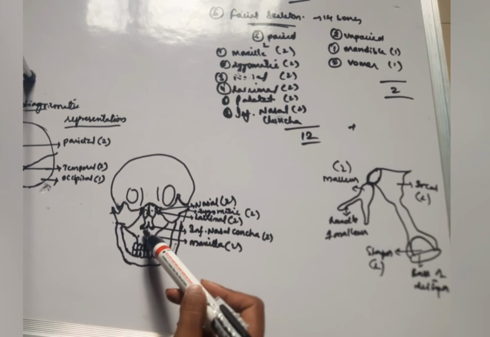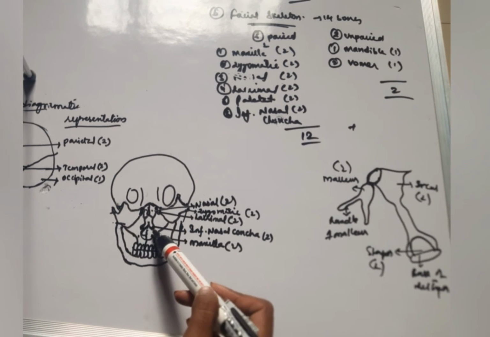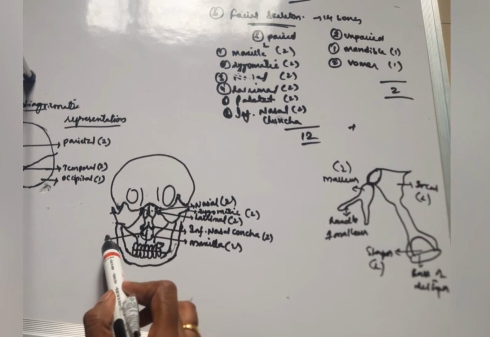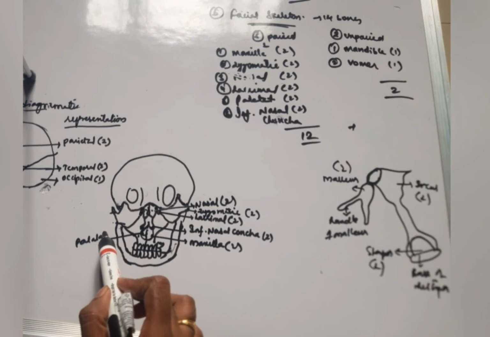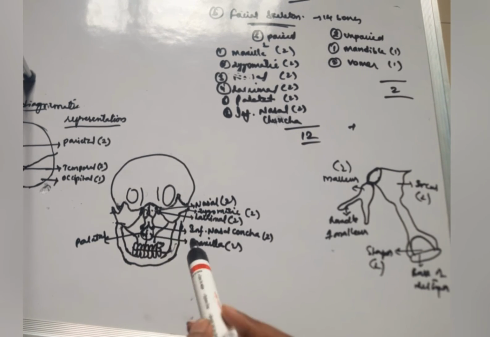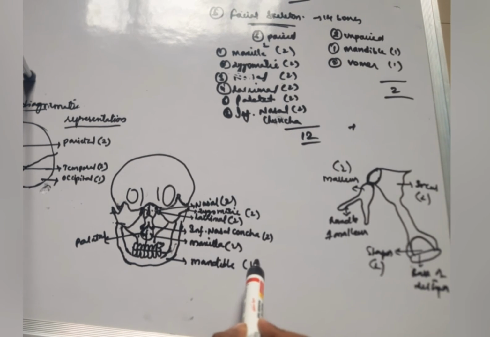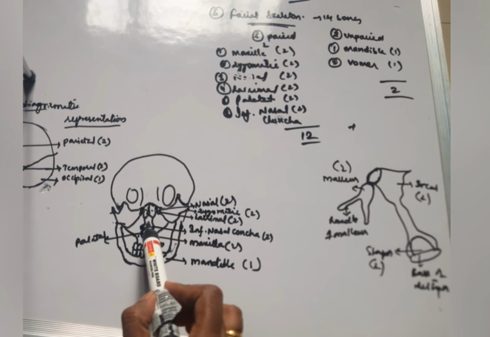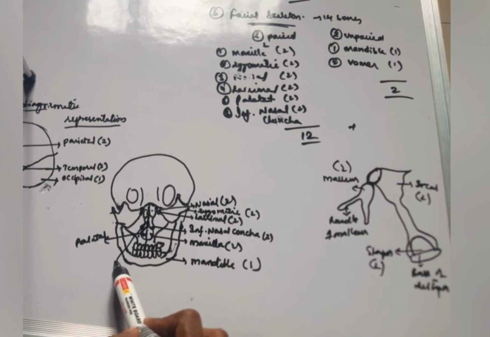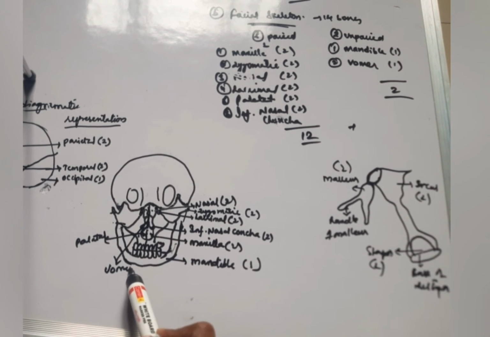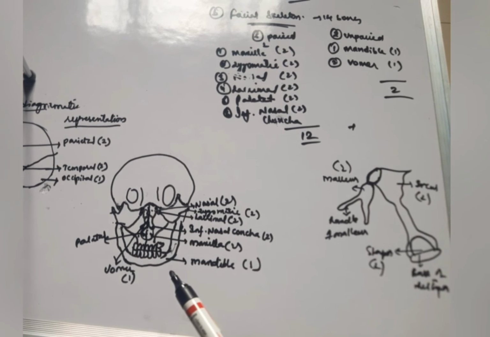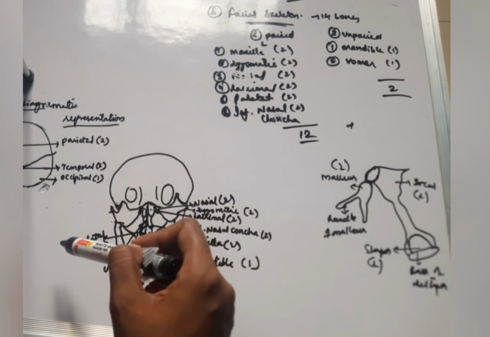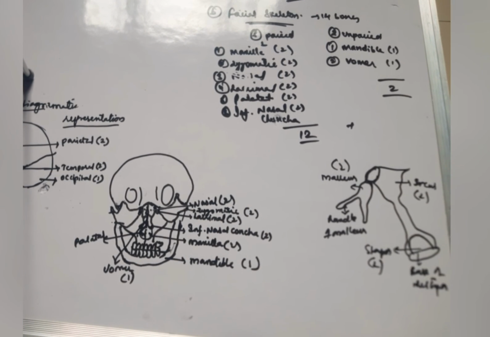When we see the inner side, here we can see the palate, hard palate, and this is also a paired bone, 1 on each side, 1, 2, and this is the mandible, which is an unpaired bone, single, and this is the vomer, which is present in the nose from the inner side. We can see it from the inner side. So these are the paired and unpaired bones of the facial skeleton. I hope you understood, guys.